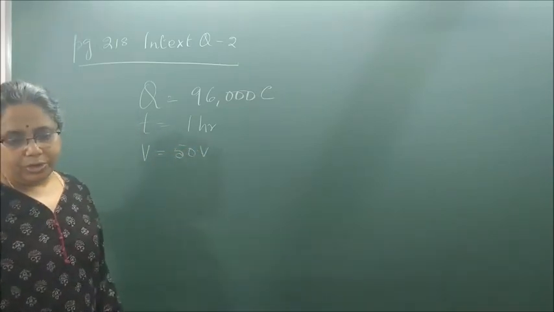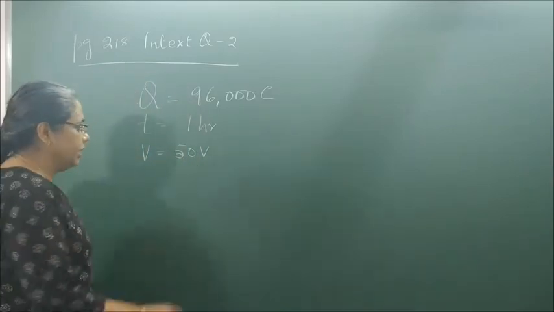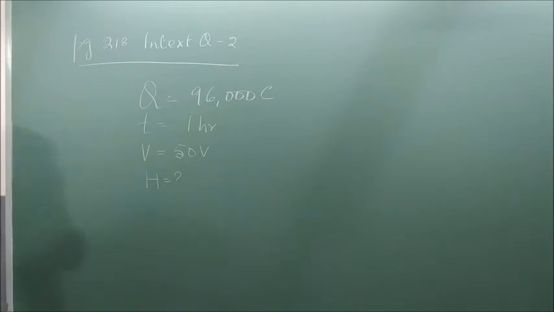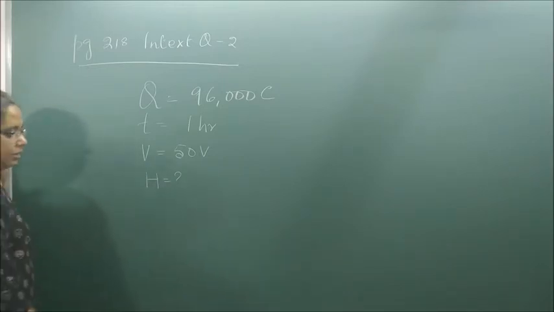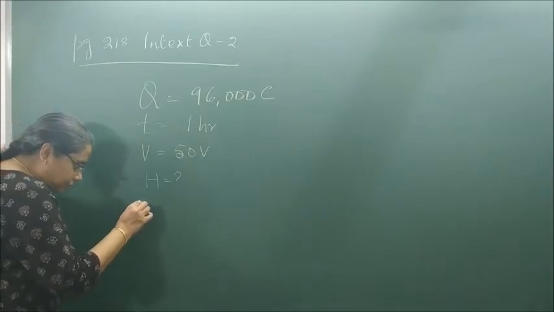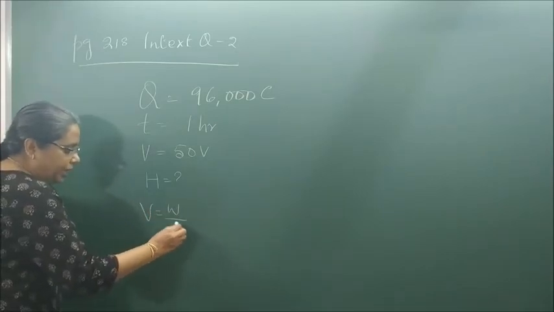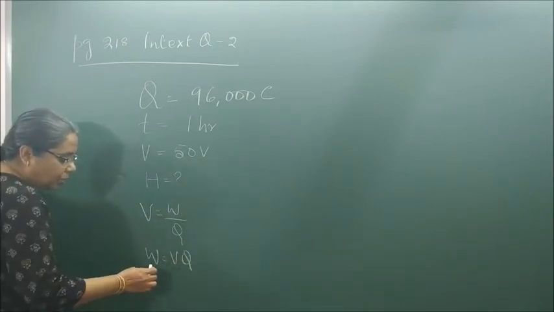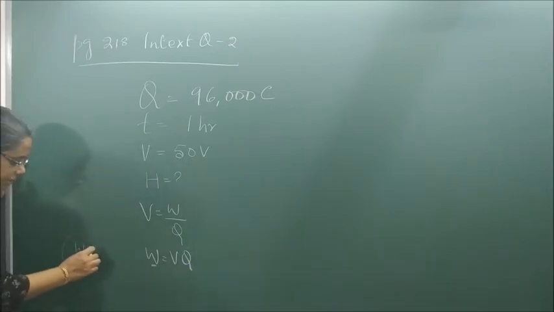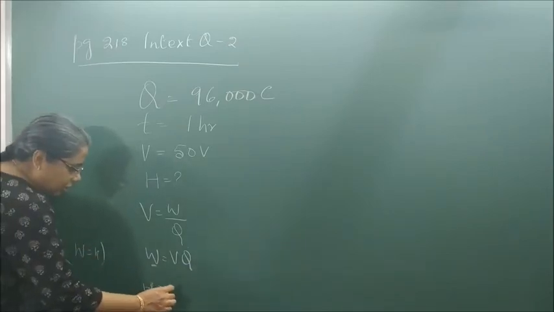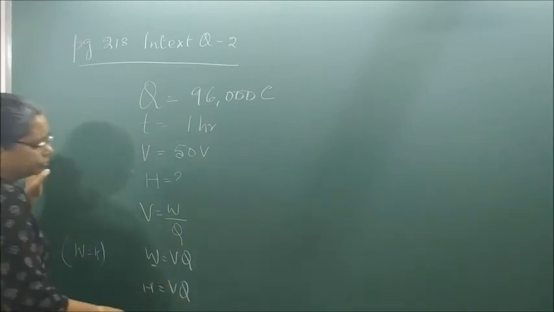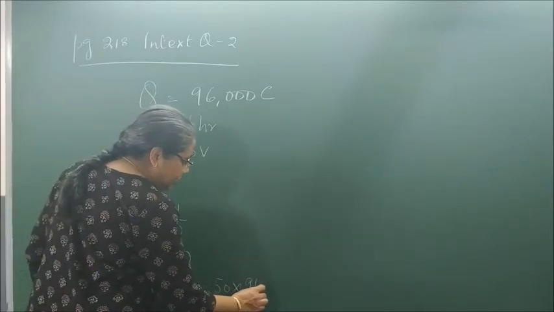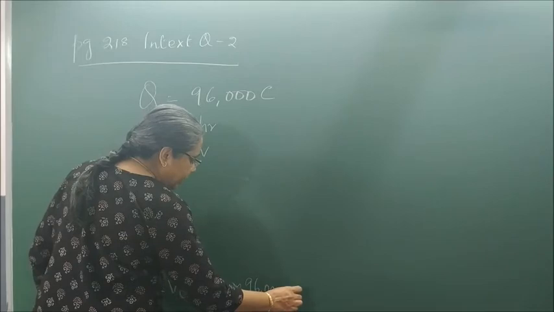What do I have to find out? Heat generated, or H, I have to find out. Isn't it? So what was my logic till now? I started using V is equal to W by Q. W is equal to VQ. What is W? Nothing but heat. So heat is equal to VQ. V is 50, Q is 96,000 coulombs. Multiply and get the answer.